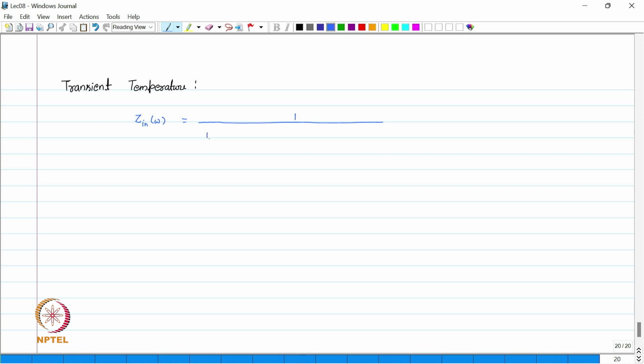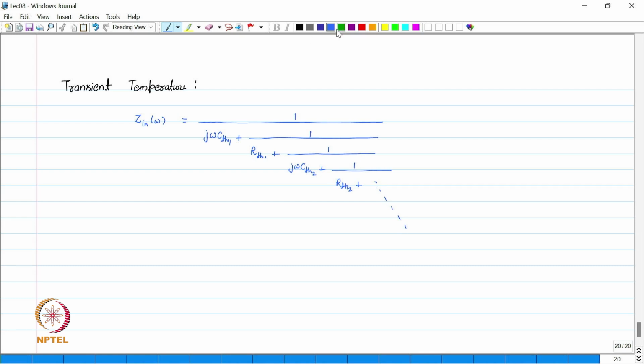So the model will look something like this, which is 1 upon, 1 upon j omega C Thevenin plus 1 upon R thermal 1, plus 1 upon j omega C thermal 2, plus 1 upon R thermal 2, and this will continue till the last element. It depends on how many elements we have. We will get this kind of expression.